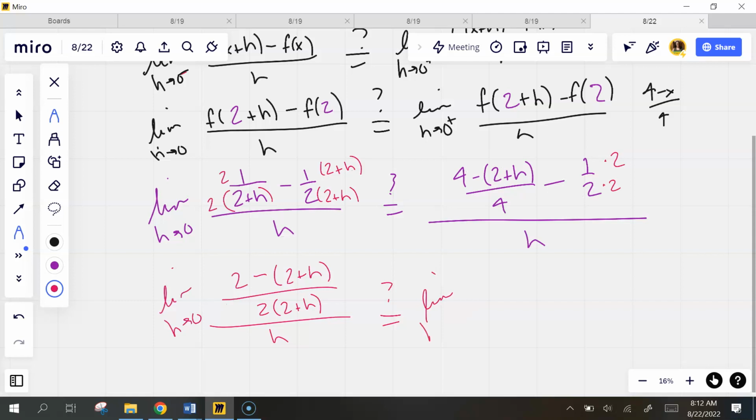Limit as h goes to 0 of 4 minus 2 minus h minus 2. Well, I distributed that minus. That's why I went ahead and dropped them.